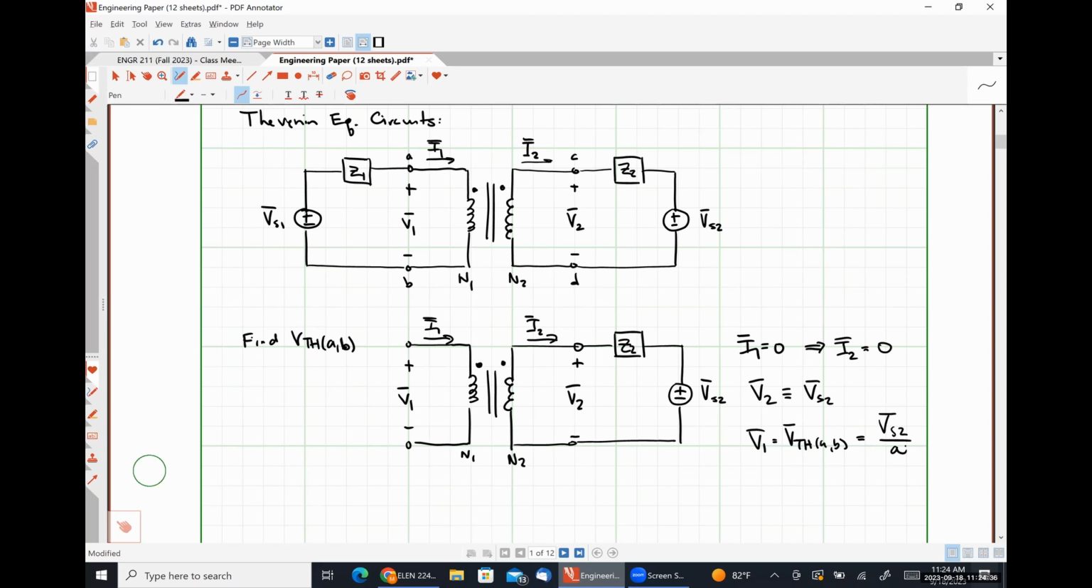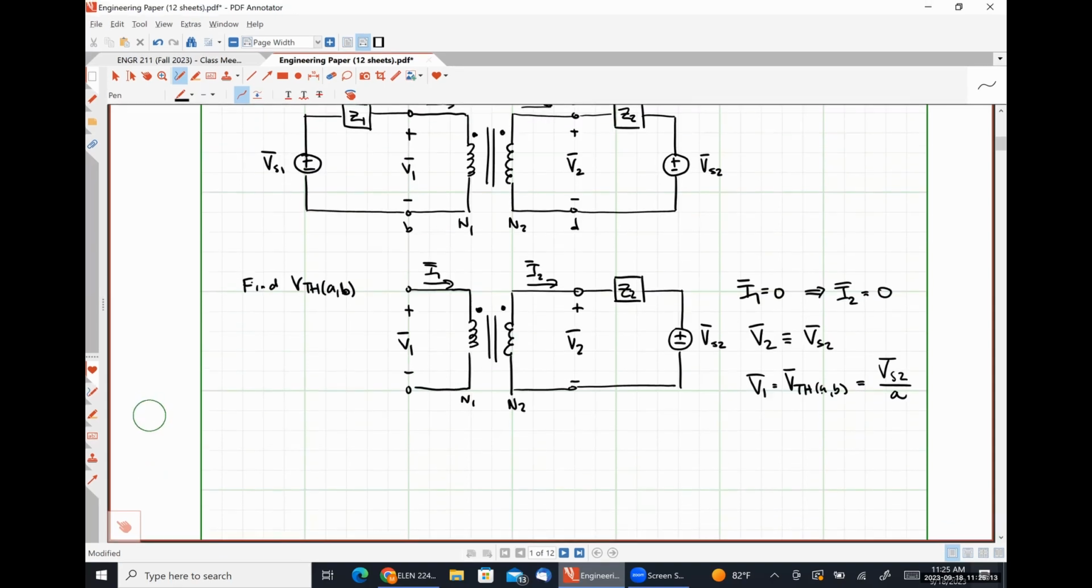If we were going to find the Thevenin impedance seen between terminals A and B, we would turn off this voltage source. So we would be just reflecting this impedance Z2 from the secondary over to the primary side. So what would that be? We did it like 5 minutes ago. Z2 over A squared. Absolutely. So I'm not going to derive that because we literally just did it a moment ago.